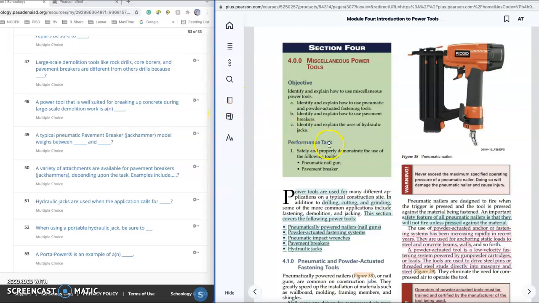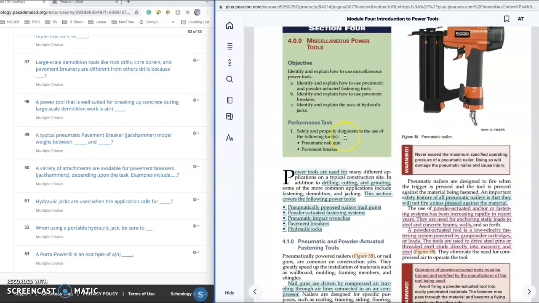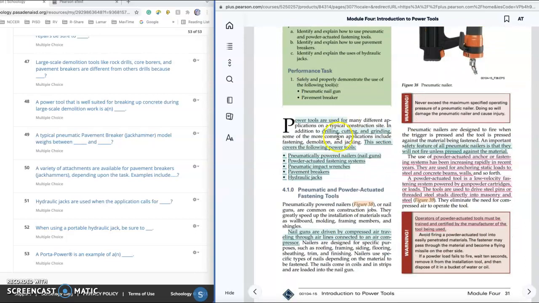We're kicking off section 4 of module 4, the last of the sections in power tools, with miscellaneous power tools: identifying and explaining how to use pneumatic and powder actuated, think gunpowder actuated, fastening tools, identifying and explaining how to use pavement breakers, think jackhammers, and identifying and explaining how to use hydraulic jacks. We're going to kick that off with talking about power tools.